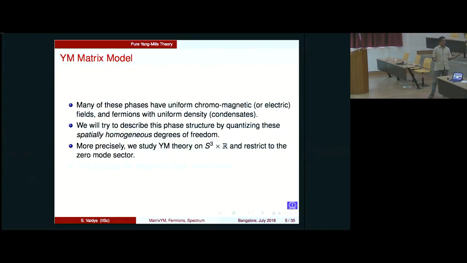We know how to write the full Yang-Mills theory on S3 cross R. If you restrict yourself to configurations that don't depend on the S3 coordinate, that's what I call the zero mode sector. And this is nothing but the Yang-Mills-Dirac matrix model.